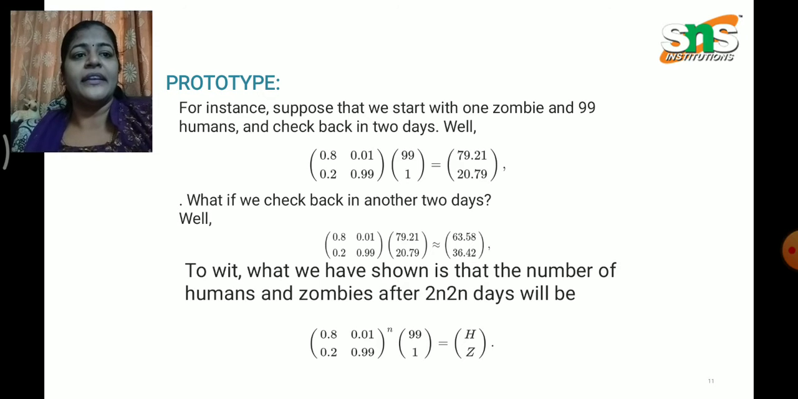What if we check back another 2 days? Well, we define that matrix. Again, we take the matrix A as it is and the solution from the last step, that is 79.21 and 20.79. After the multiplication we get 63.58 and 36.42, arranged column wise. What we have shown is the number of humans and zombies after n steps: we put the matrix to the power n, again with 99 and 1. We define humans as H, zombies as Z.